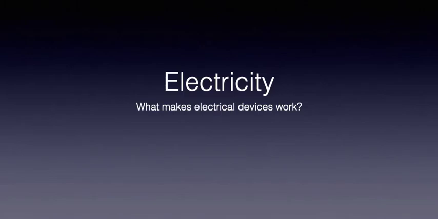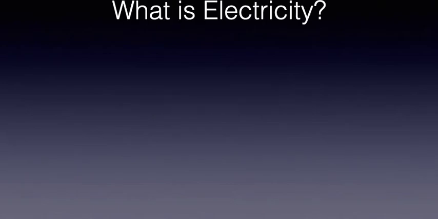Hello everybody. Let's talk a little bit today about electricity. We use electrical devices every day, but what is it that actually makes them work? First, let's define some terms. Three things you'll need to know about if you want to understand electrical things are charge, voltage, and electric current.